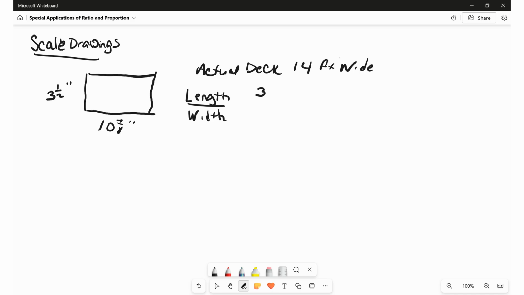So if we have 3.5 inches, yeah, we'll just say that that's the length. And our drawing is 10 and 7/8 inches wide. We want that ratio to be the same as the ratio of the actual length and the actual width. Okay.